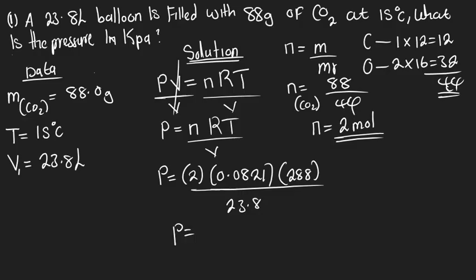Let's calculate. This is going to be 2 multiplied by 0.0821, then 288, divided by 23.8. And I'm getting 1.98. Okay, 1.98.